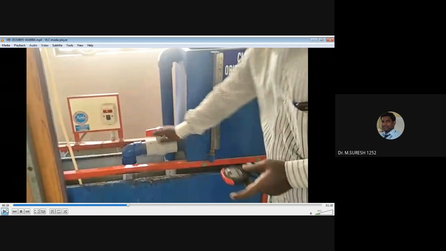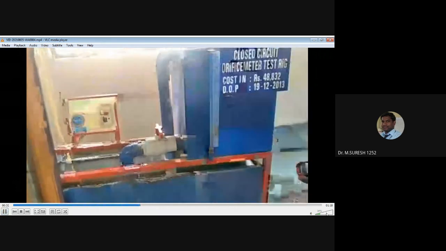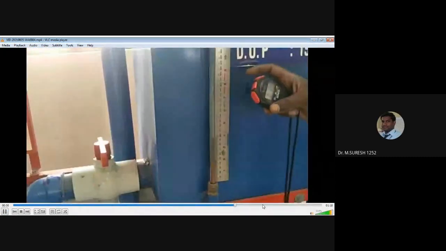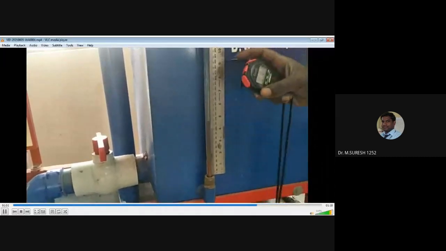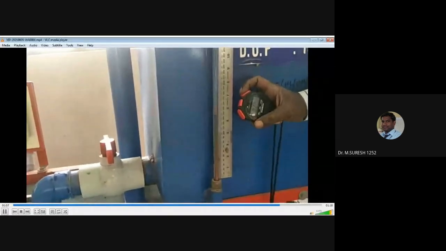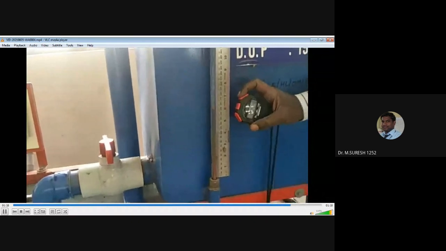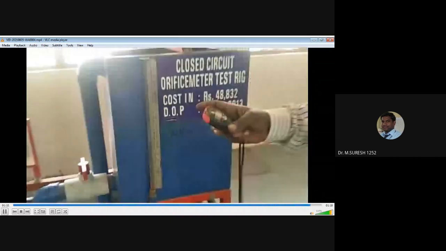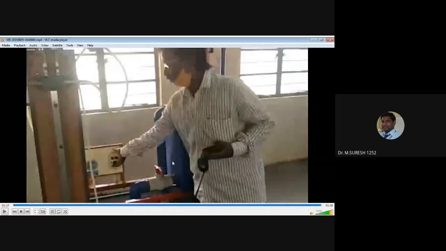Any doubts? No, sir. So every 10 centimeter rise of water, you need to take the time so that you can calculate the unknown values: manometric head, head loss, actual discharge, theoretical discharge, and coefficient of discharge. This is breadth and this is length. Any doubts? No doubts? If you have doubts, you can ask me.